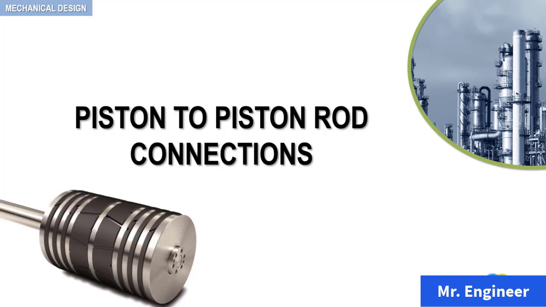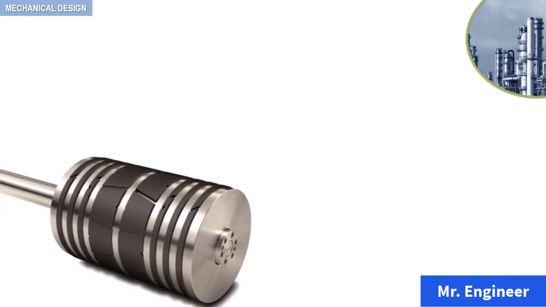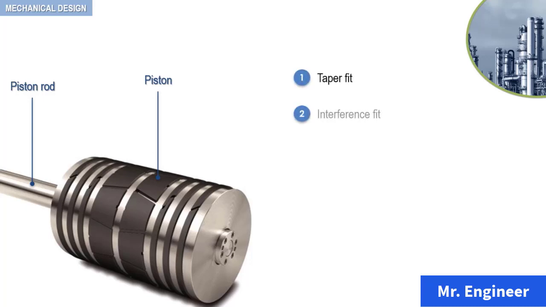In this video, we're going to talk about how the piston is secured to the piston rod. Let's have a closer look. So, recall, this is the piston, and this is the piston rod. There are actually many methods to fasten the piston to the piston rod. First, we list them, then we will see each one of them in detail. These methods include taper fit connection, interference fit connection, single knot connection, and multi-bolt connection.